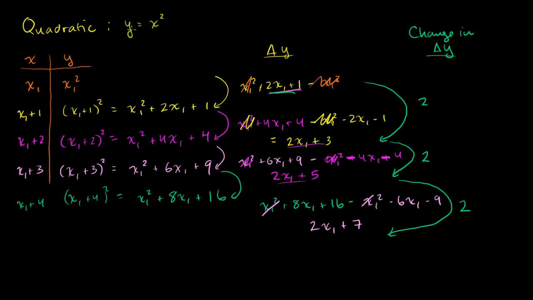So for at least the situation of y is equal to x squared, hopefully it satisfies you. No matter which x1 you pick, as long as you keep increasing by 1, and it's actually true if you increase by any constant number, the change in your y values will not be constant. Notice this is not that, which is not that, which is not that. But the change in y's are increasing in this example at a constant rate.